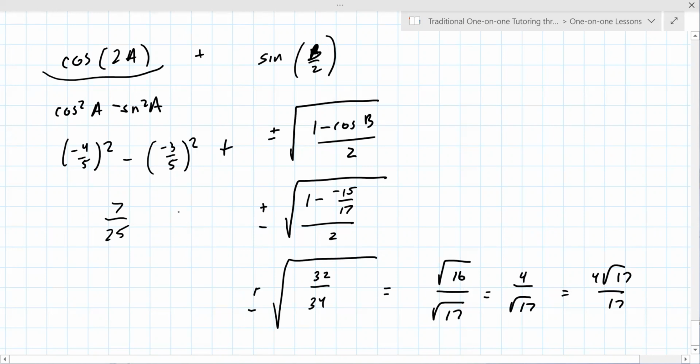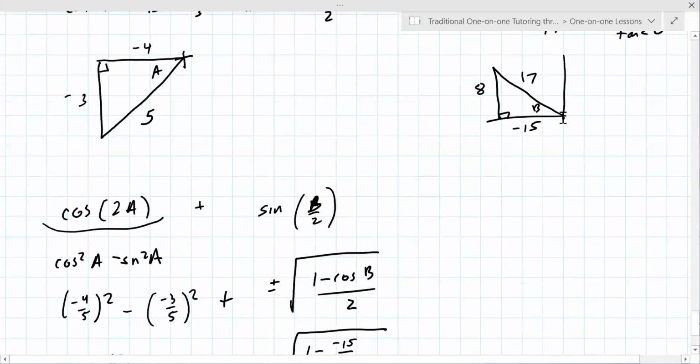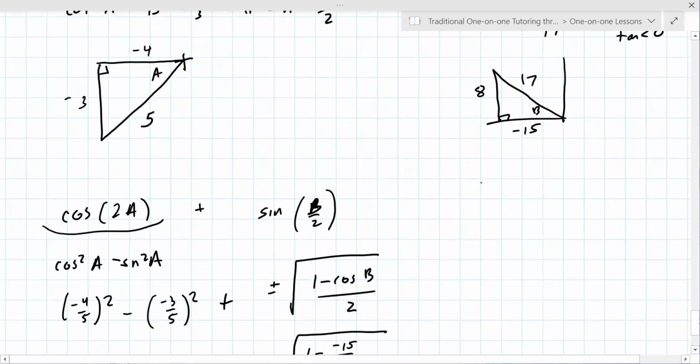And we're going to add that to our previous answer over here. So notice that B is in the second quadrant. It's somewhere between 90 and 180. So when you take half of that, that's 45 to 90, and in the first quadrant, that's Q1. Everything is positive.